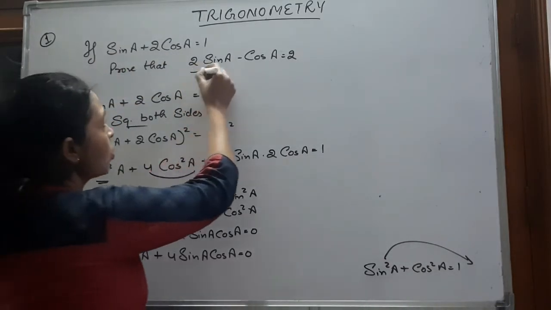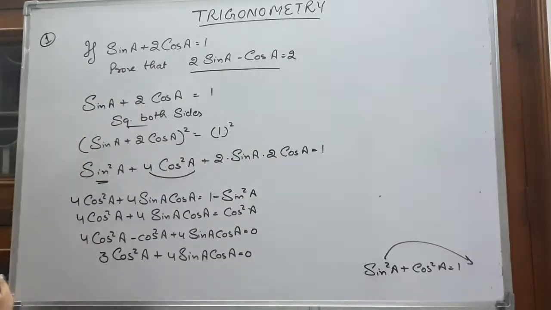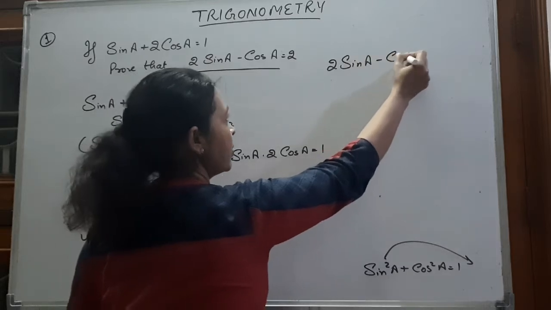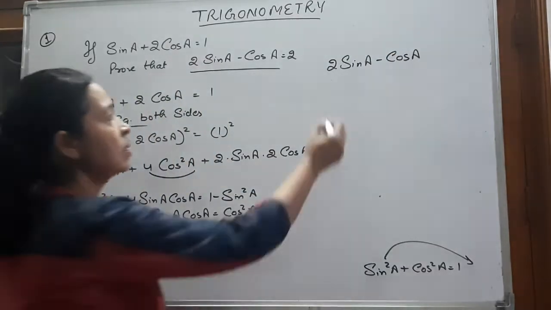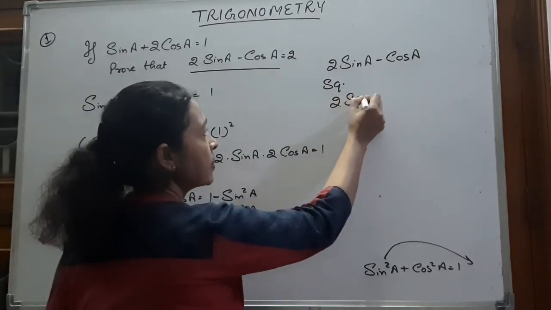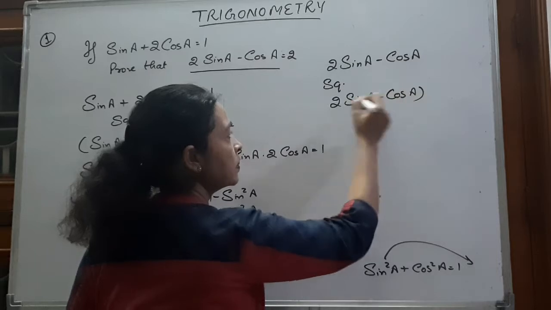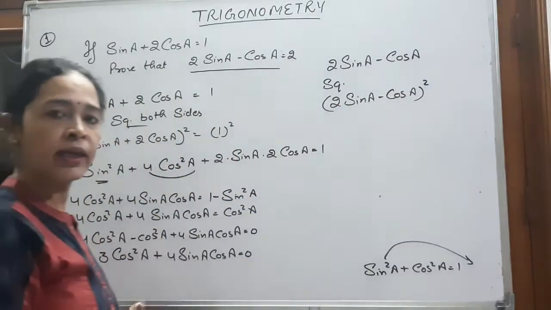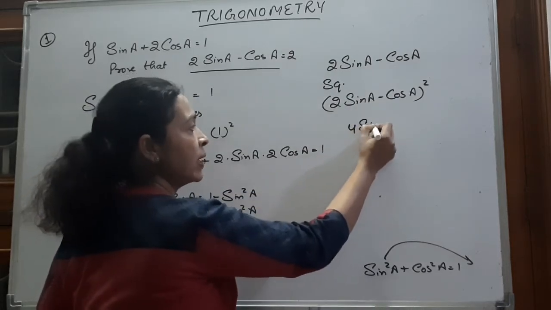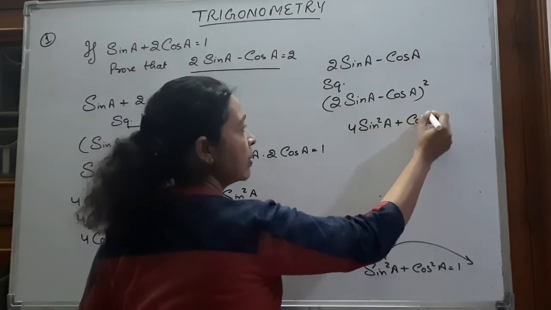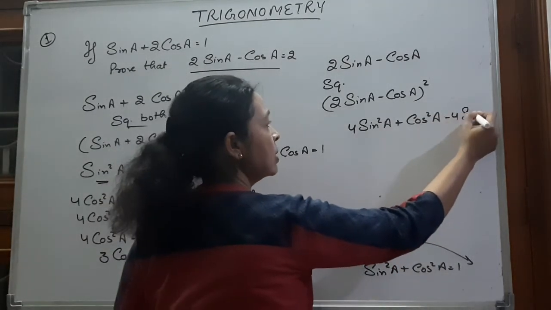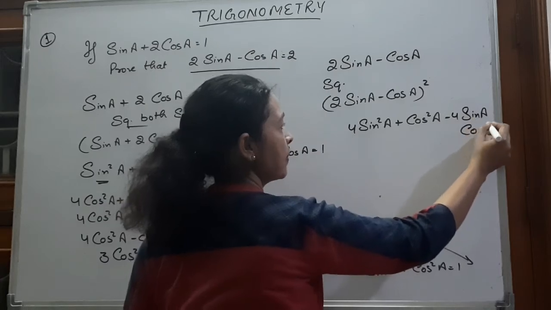We have to prove that the value of 2 sin A minus cos A must be 2. Let's take 2 sin A minus cos A. We have to find the value of this. Again, square the term. We have (2 sin A minus cos A) whole square, which is (A minus B) whole square, A square plus B square minus 2AB. Sin A into sin A, 4 sin square A plus cos square A minus 2 into 2 sin A into cos A, we have 4 sin A cos A.